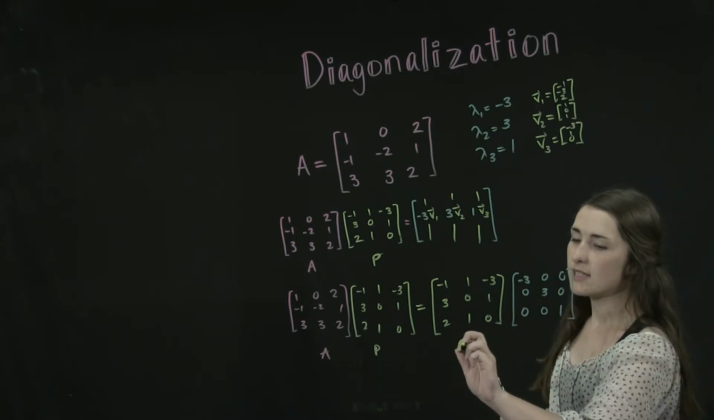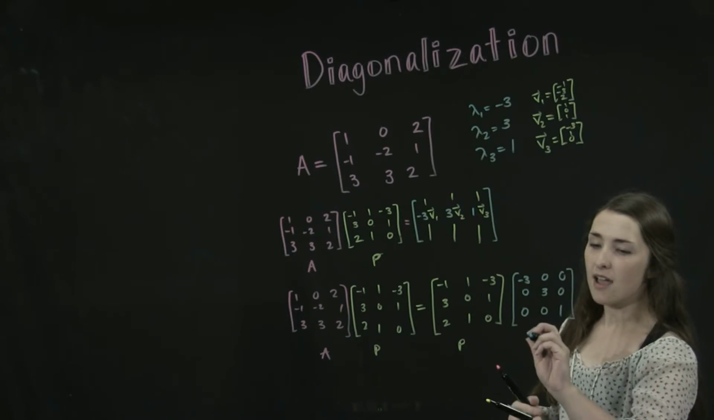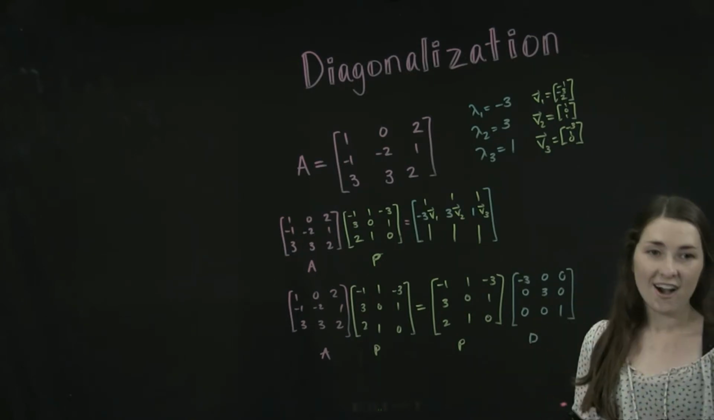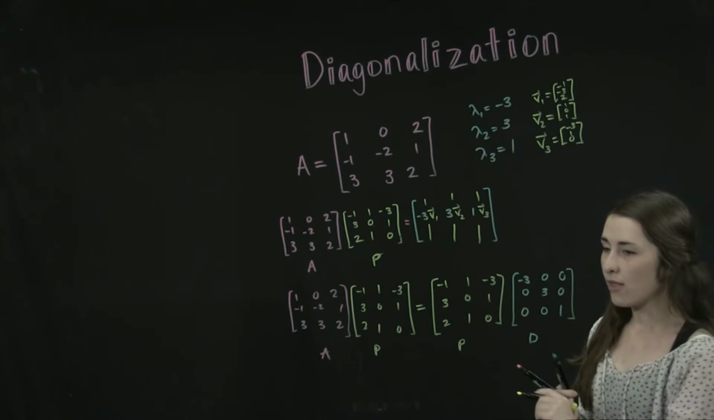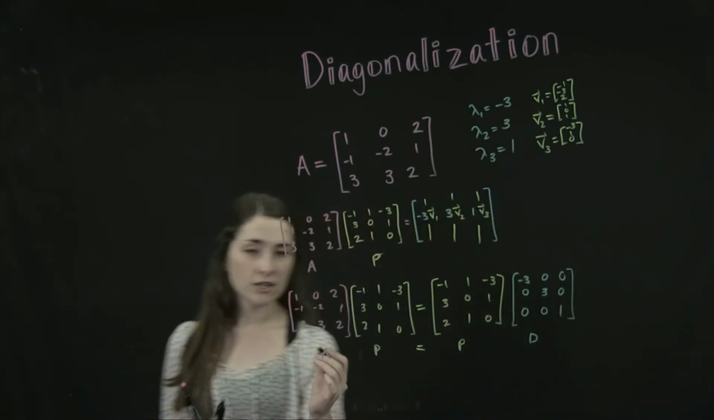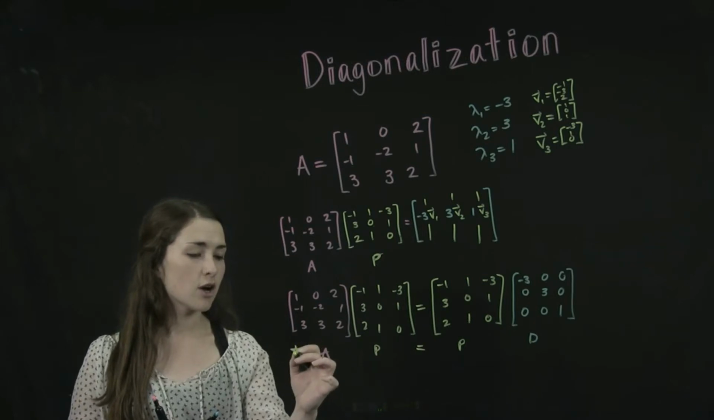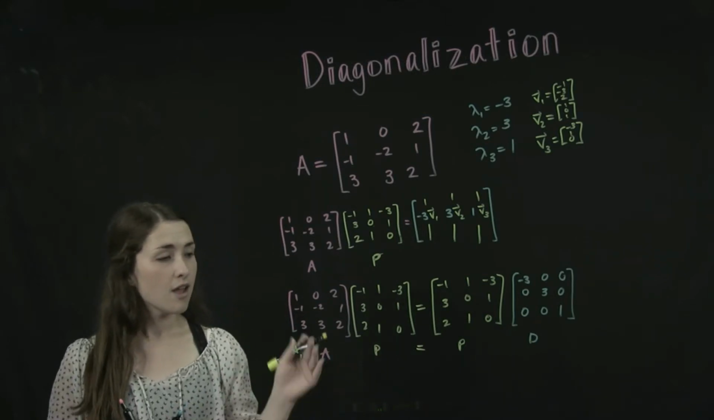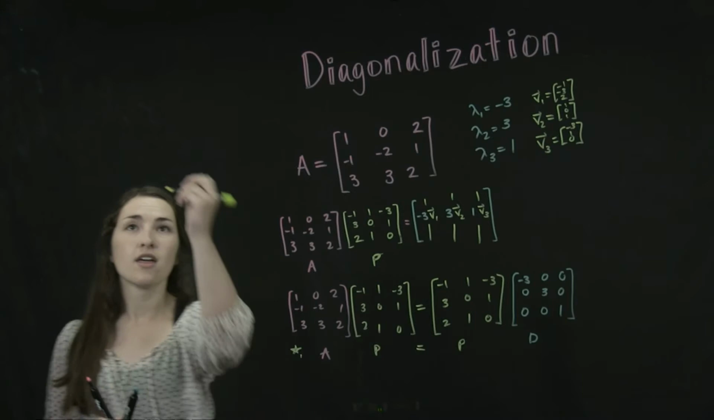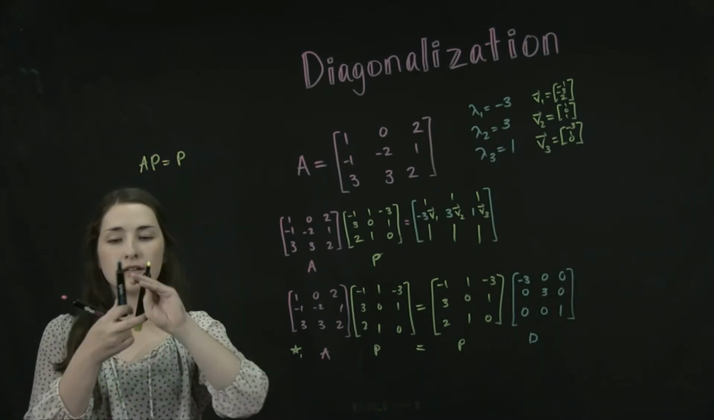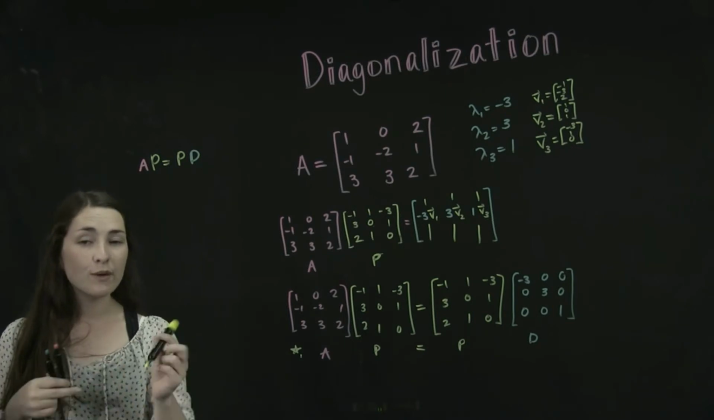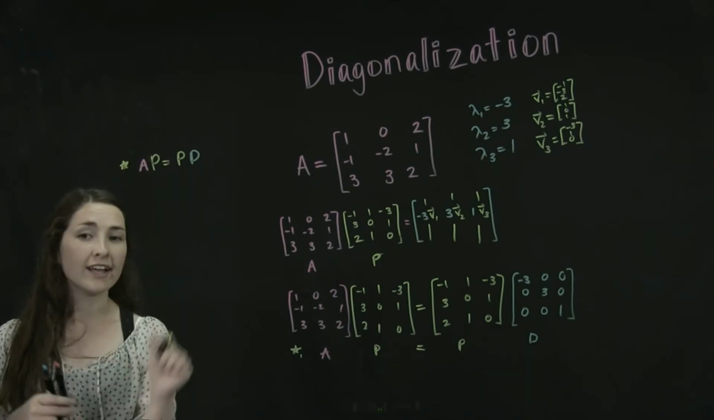So we see that this is P, and we're going to call this D because we have our eigenvalues on the diagonal. Wow, we just came up with one of our super cool star equations. We're going to call this star equation 1. We have found that AP equals PD.